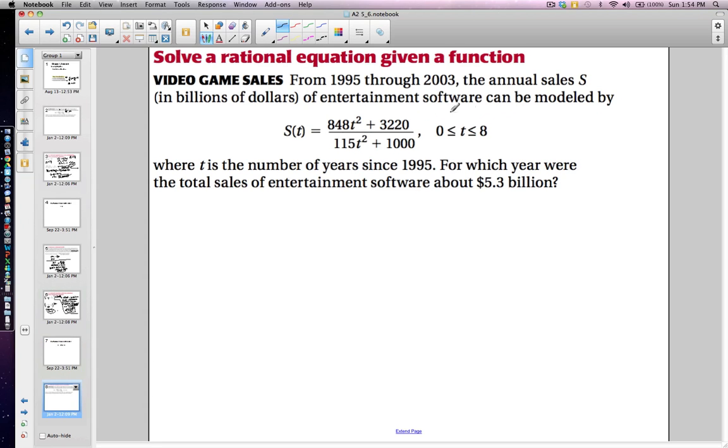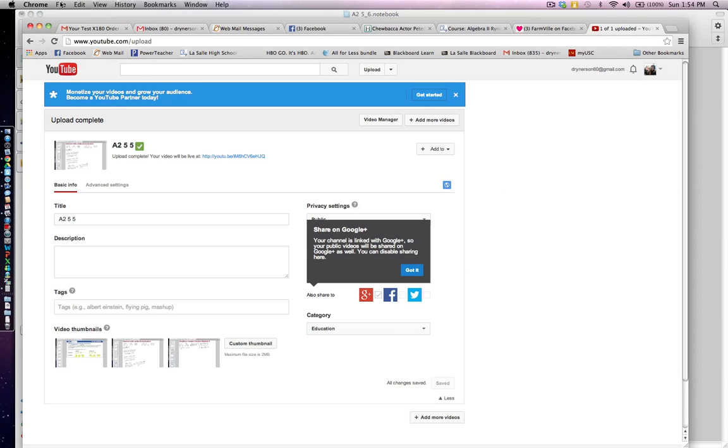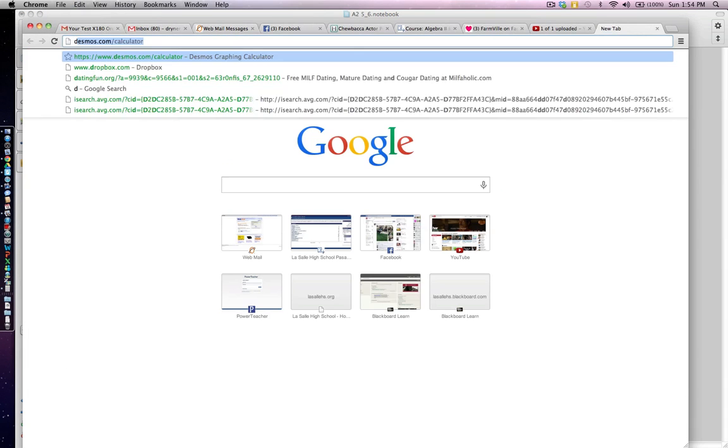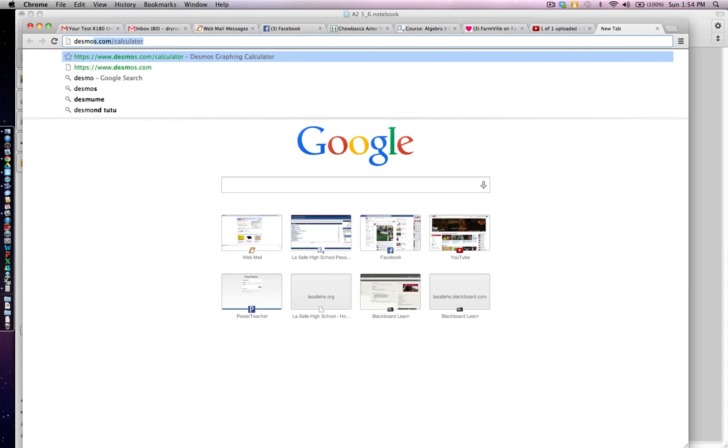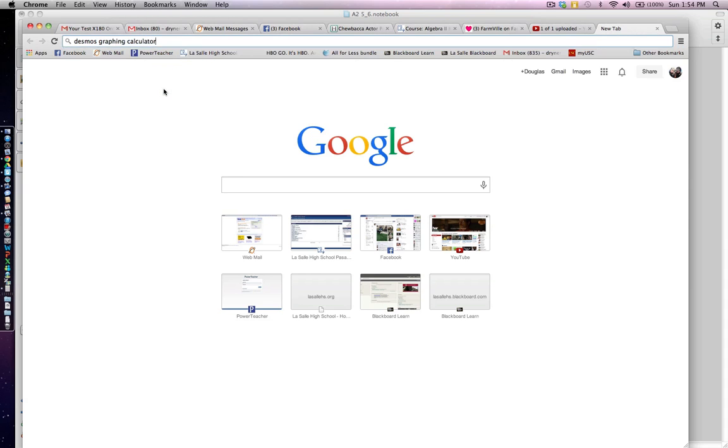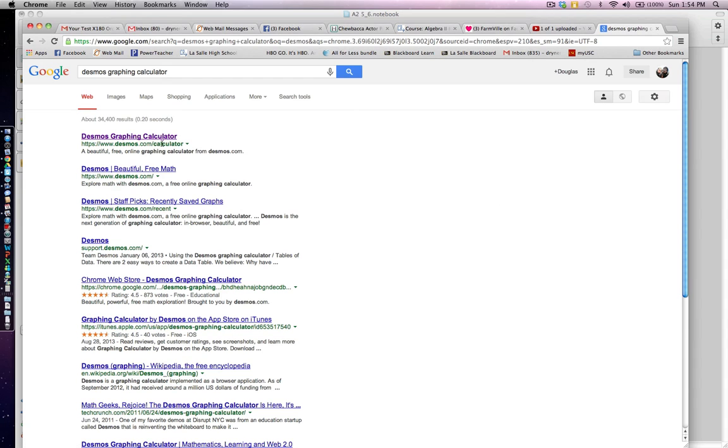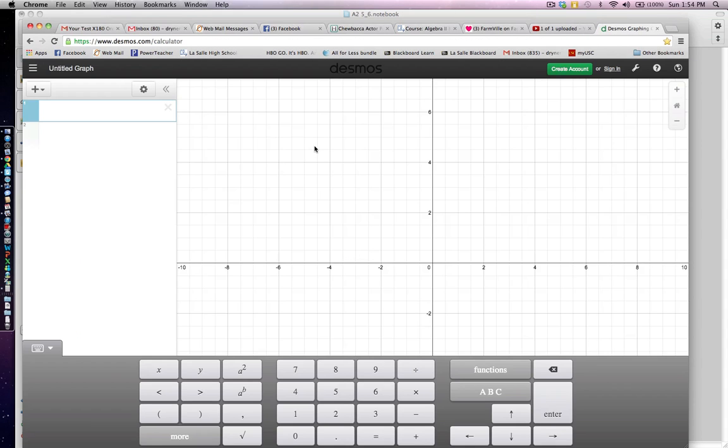Okay, so I could do a number of different things to solve this. I could make an input-output table. I could graph it. And typically, rather than making an input-output table with 8 points, I probably would look at graphing this. So I'm going to bring up a piece of graphing software, and I'm going to put in my equation.